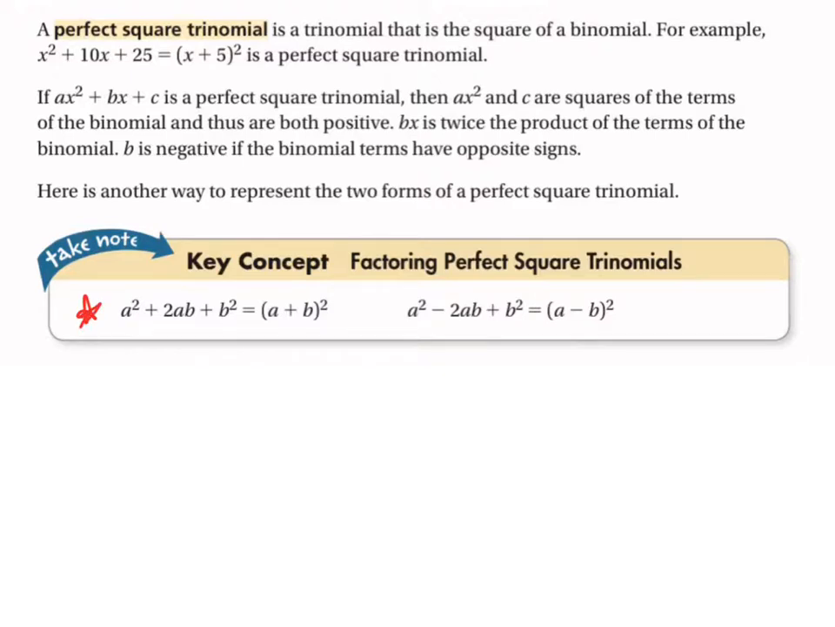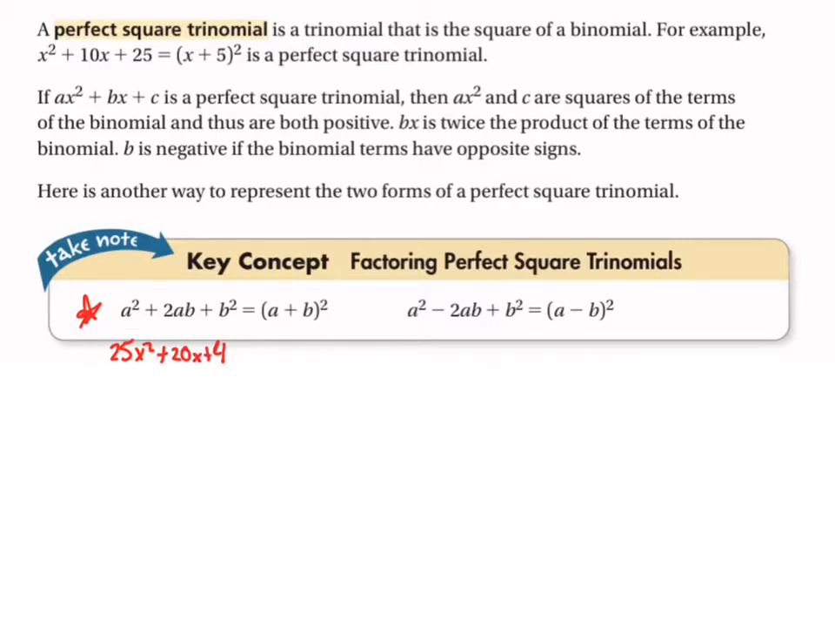So let's say we have 25x squared, and then here we have 4 as the other value. The square root of 25 is 5, the square root of 4 is 2, so that means in the middle, when we multiply those together, we get 10, double that, you get 20. So your perfect square trinomial will be 20x. So it would look like something like this.